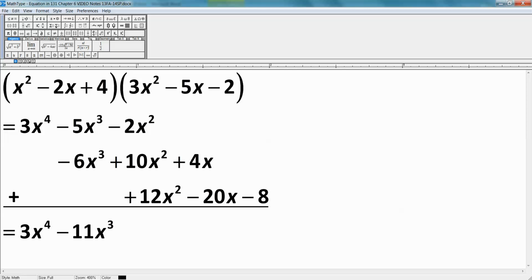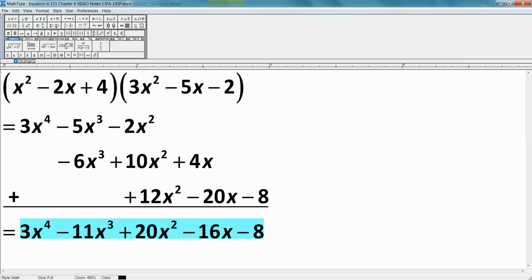And then here, this is the hardest one because there's 3 of them. Minus 2 plus 10 plus 12 makes plus 20x squared, then minus 16x, the 4 and the negative 20x, and then minus 8. And you're all done.